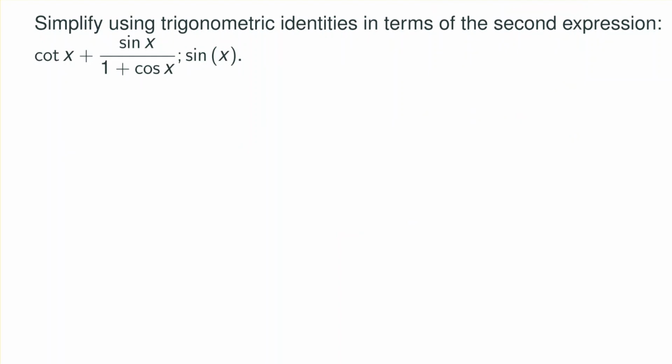Simplify using the trig identities in terms of a second expression. So we're going to simplify this expression, and the final answer should only have something in terms of sine. So it can be sine, sine squared, a number times sine, a number divided by sine, just in terms of sine. Okay, so let's start here.